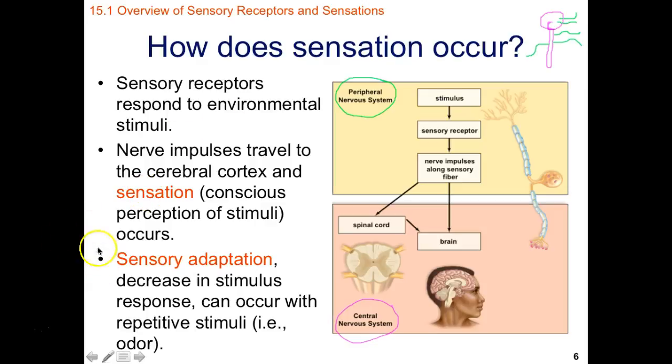Now sometimes we can have something called sensation adaptation happen. This is when we get a decrease in the stimulus response when we have repetitive stimuli. So for example, odor. So you walk into a classroom and one of your classmates has a lot of perfume on. After 5 to 10 minutes, you're not going to smell it as strongly as you did when you first walked into the room. So your body adapts it.